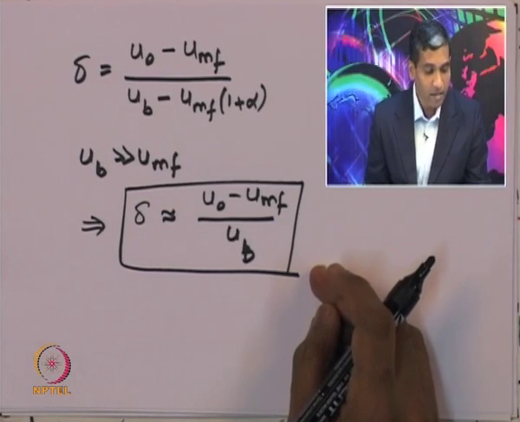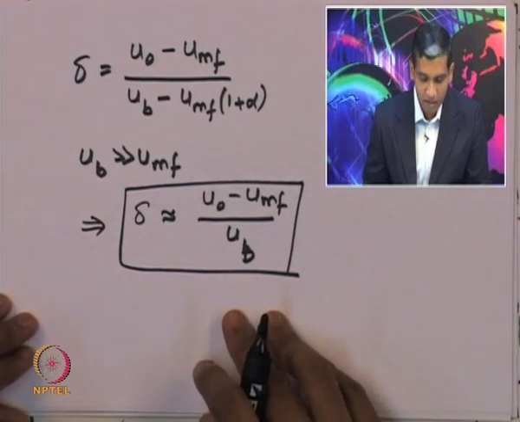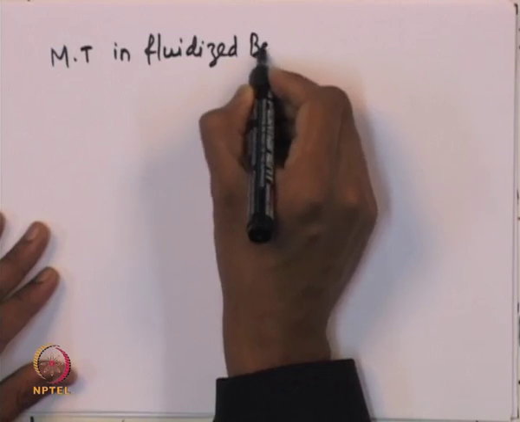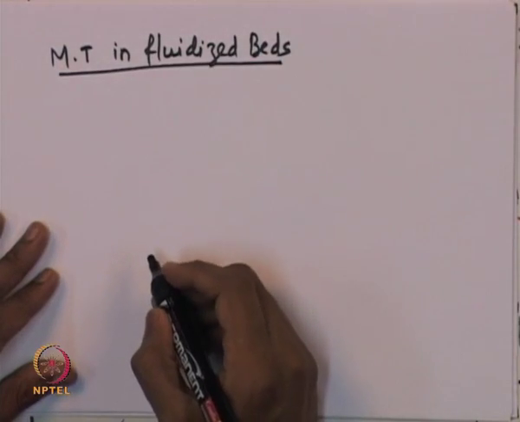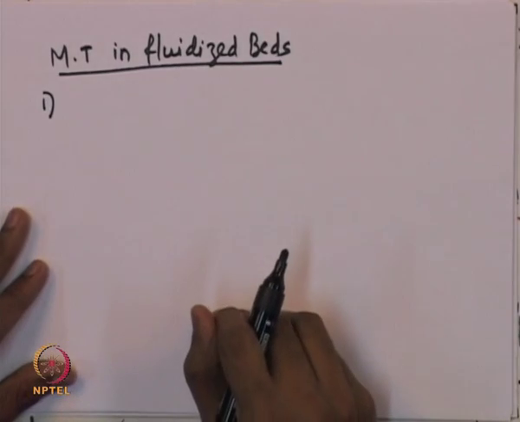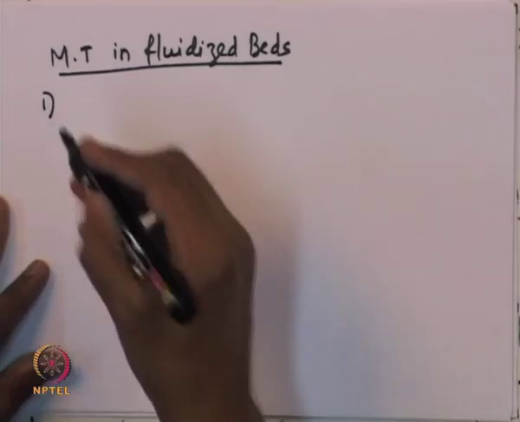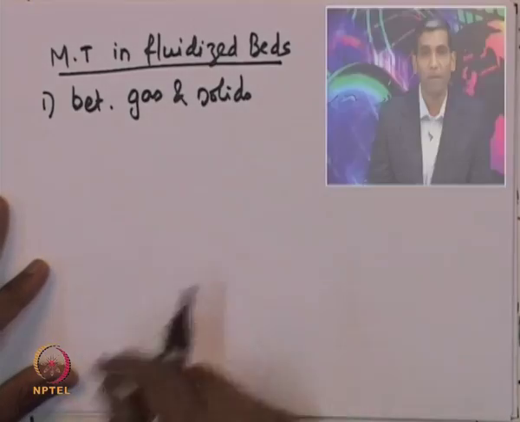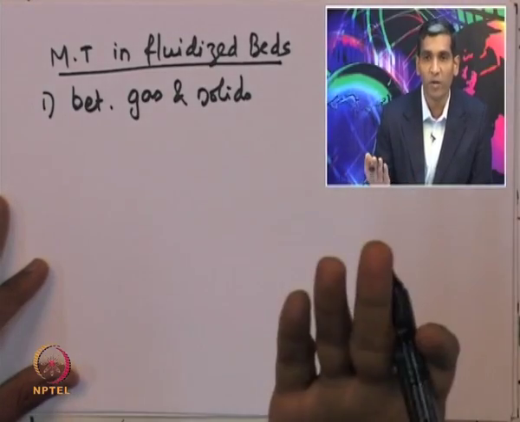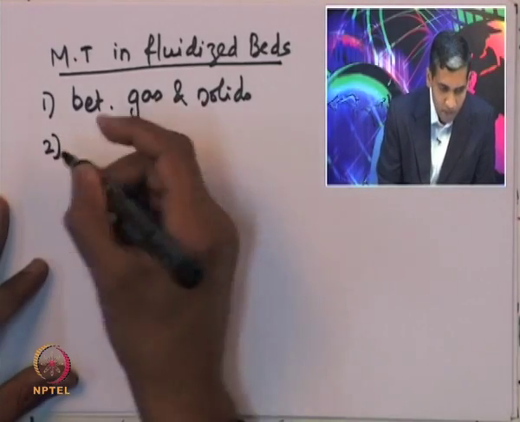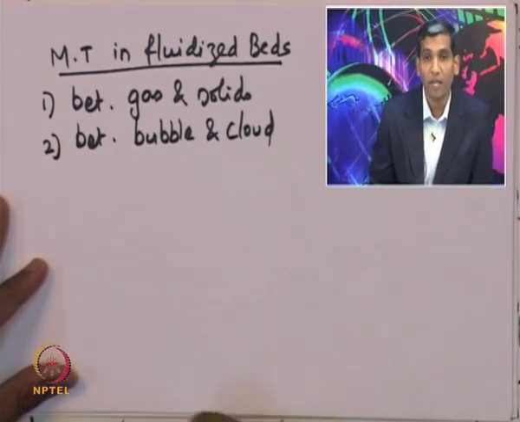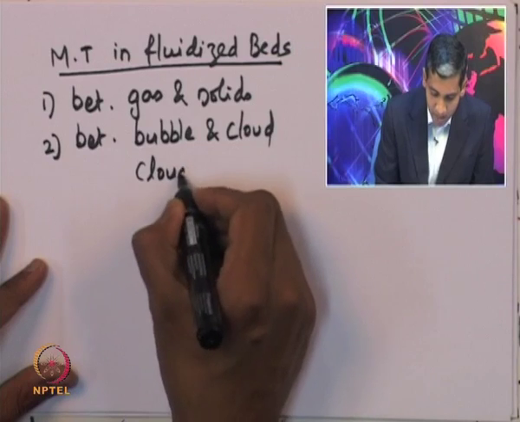So the next exercise is to characterize the mass transport in a fluidized bed reactor. Now, there are two forms of mass transport which occur in the fluidized bed reactor. One is mass transport between the gas and solids. That's very much like the gas-solid transport in gas-solid reactions, so gas-solid catalytic systems. And then the second type of transport is between the bubble and the cloud phase, and also between the cloud and the emulsion.